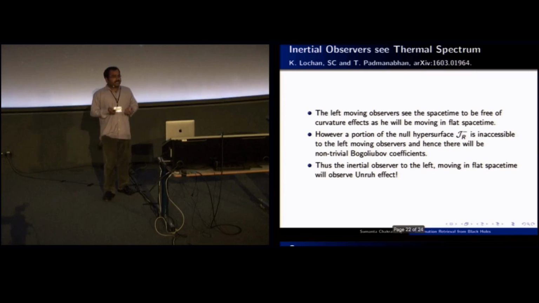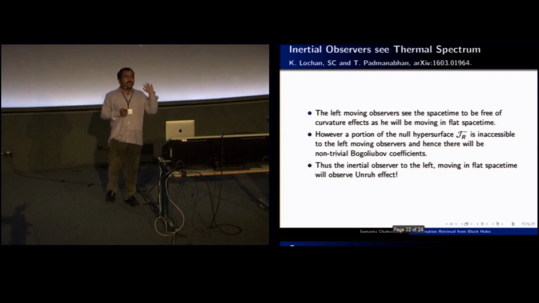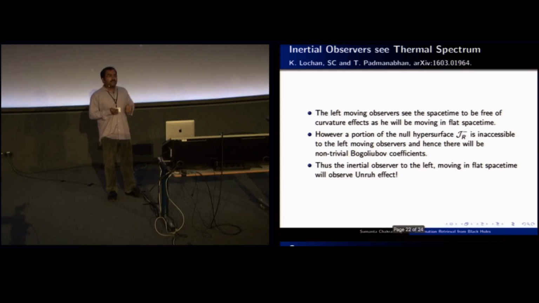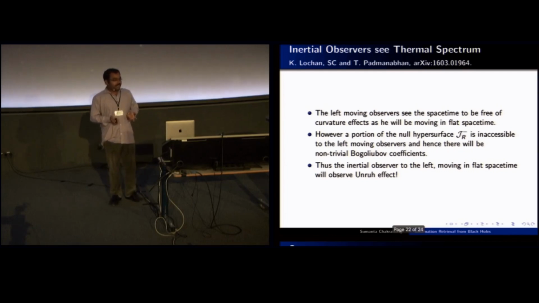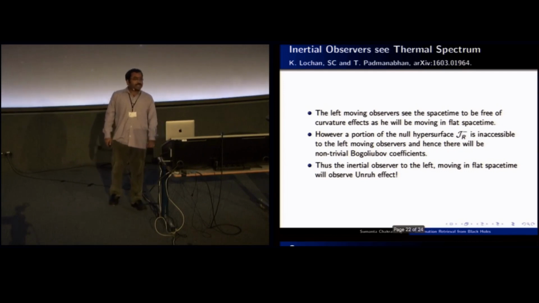And as a result, this inertial observer to the left, who is moving in flat space-time, will essentially observe the Unruh effect. And that's a very peculiarity of this 2-dimensional CGHS space-time, and we actually do not know of any other example of space-time where this happens. But in particular, it seems that it is possible that even in flat space-time, a moving inertial observer can see the Unruh effect. So with this, I must summarize.